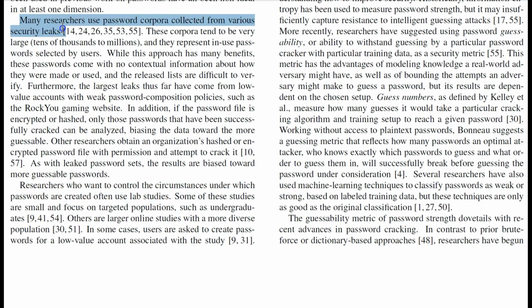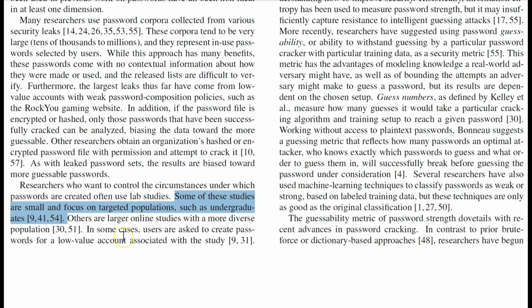If we just read the topic sentences, we know that some researchers collect passwords from security leaks, other researchers use lab studies. So they're sort of dividing up the field and explaining the pros and cons of these different approaches, in explaining the pros and cons of the status quo. And so they go into more detail on the status quo and also pointing out gaps, such as some of the studies are small and focus on target populations.